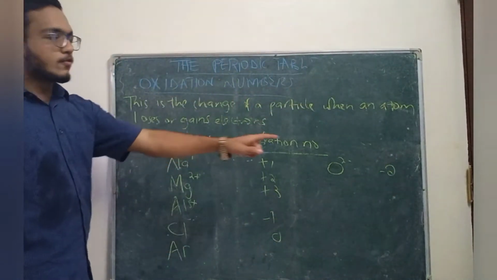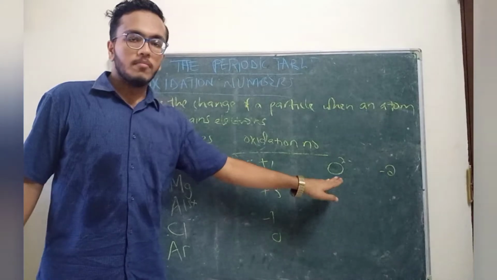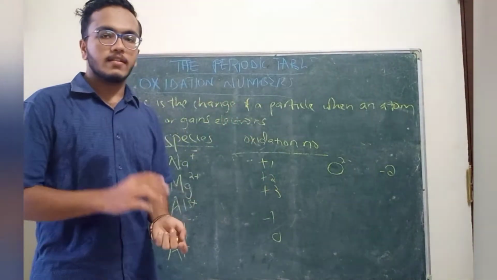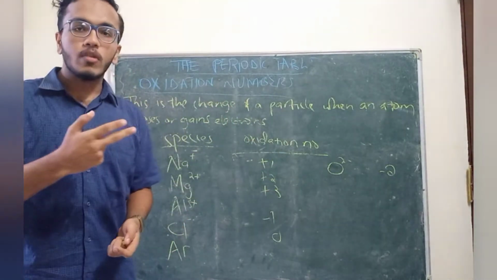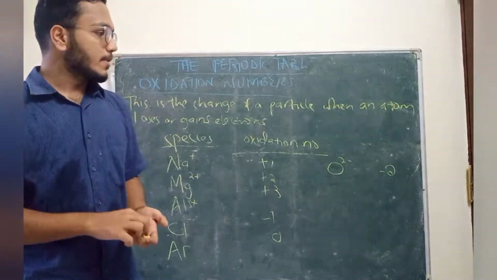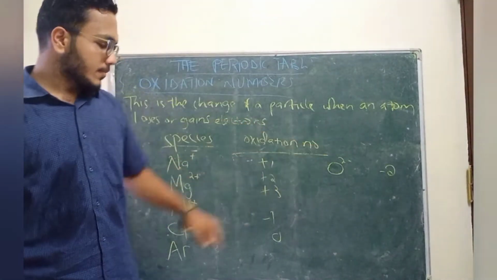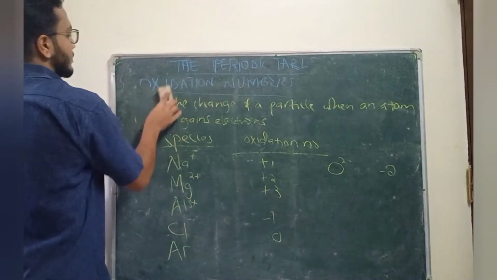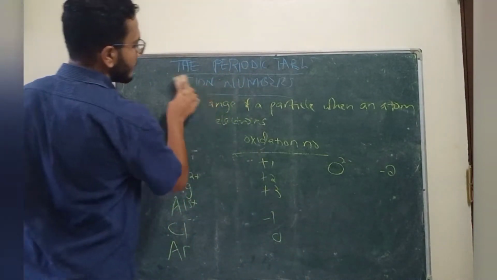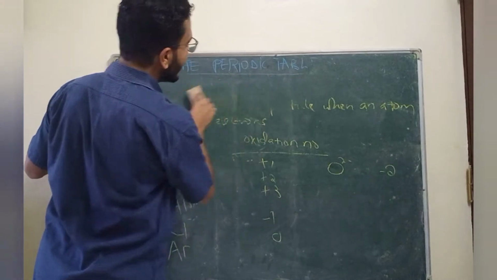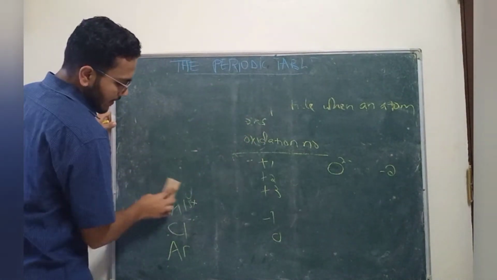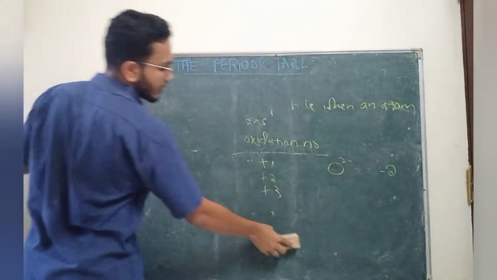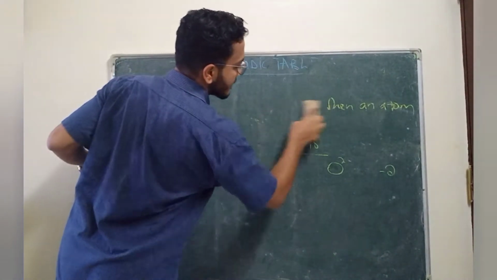Why is it -2? Because the oxygen atom gains 2 electrons. It is in group 6, so it will gain 2 electrons to obtain nuclear stability. That is where the -2 comes from. So every ion has its oxidation number in regard to the electrons it loses or gains to obtain nuclear stability.